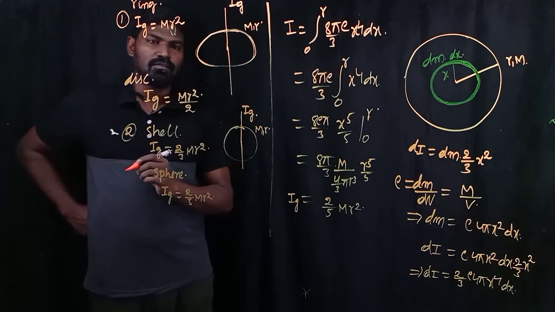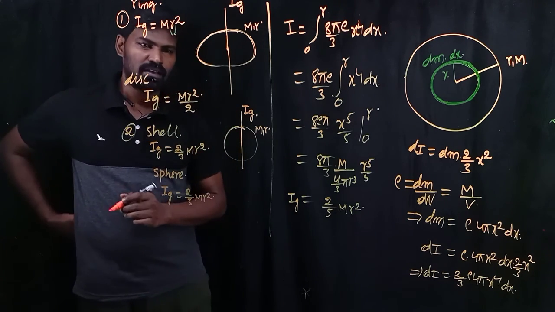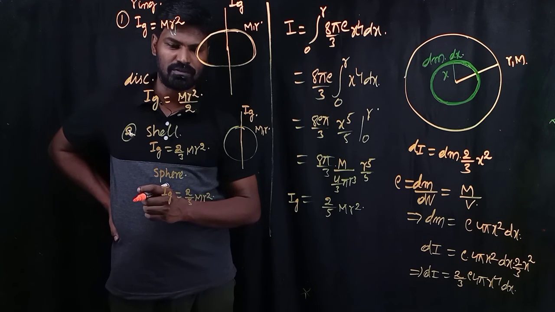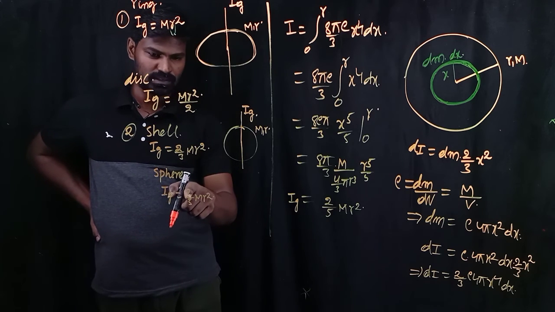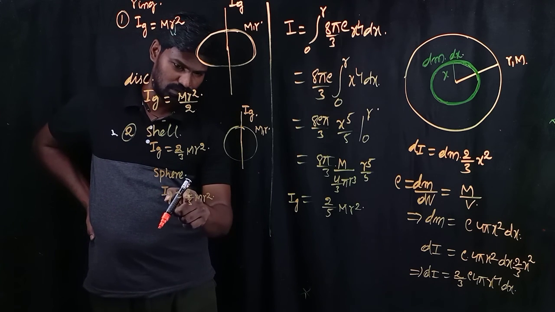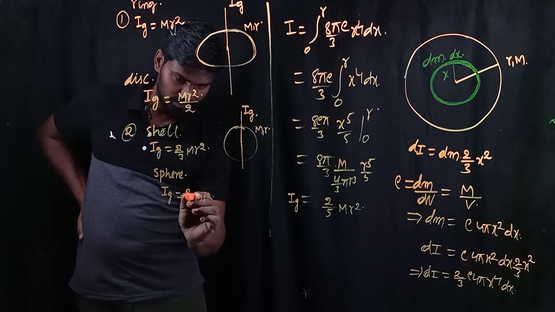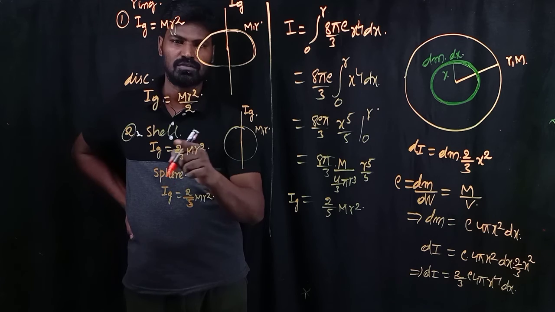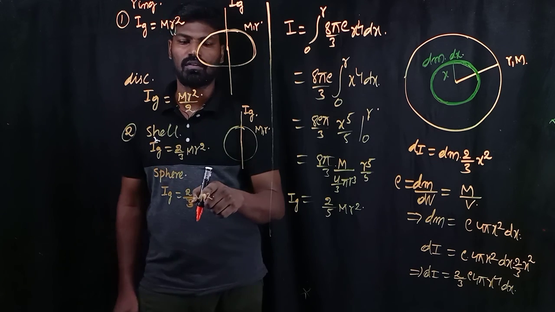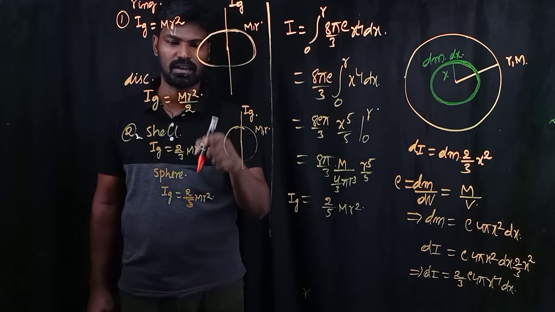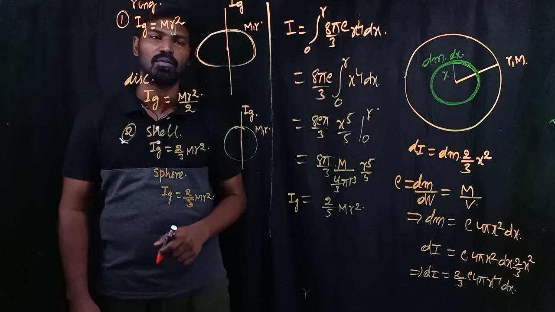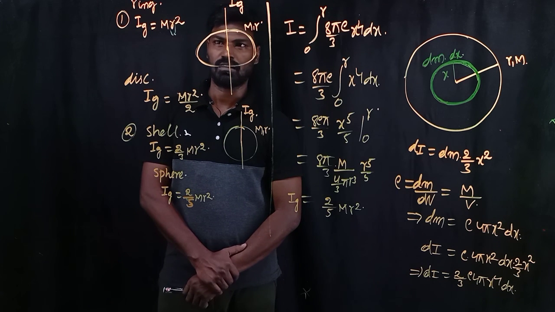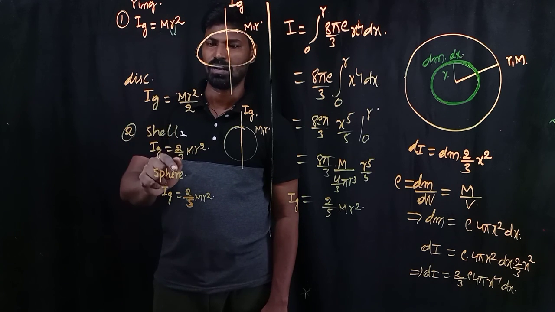Here you need to observe one thing. For the same mass and radius, out of all these 4 configurations, which one has the larger moment of inertia? Check it. This is 2/5, this is 2/3, this is 1/2. Out of all these 4 configurations for the same mass and radius, the ring has the most moment of inertia. Keep it in mind. So this is the overall summary regarding the moment of inertia of ring, disc, shell and sphere.